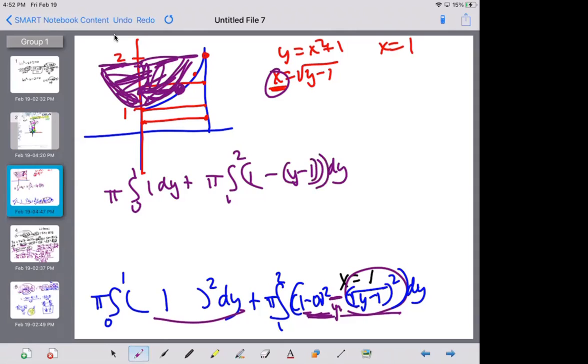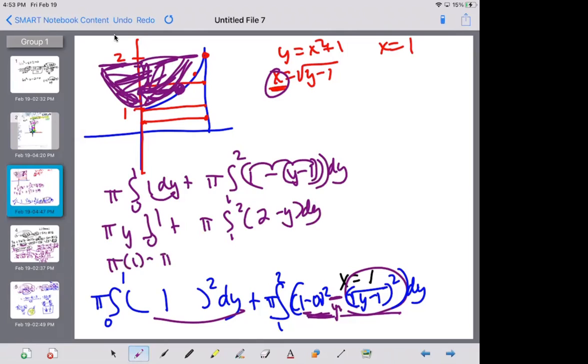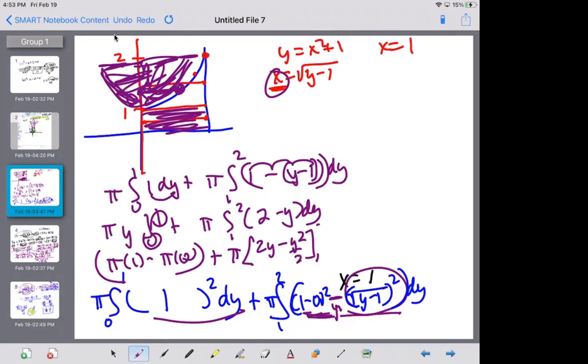All right, so I have pi, follow your variable y from 0 to 1, plus pi times the integral from 1 to 2 of, this is 1 minus y minus negative 1, so I'll get 2 minus y dy. So this part is going to be pi times 1 minus pi times 0 as I fill these in. Don't forget your pi. And this one's going to be 2y minus y squared over 2 from 1 to 2.